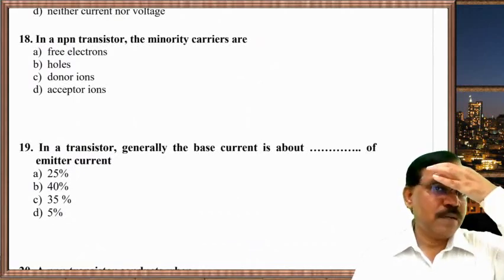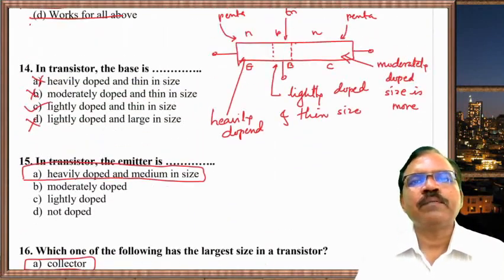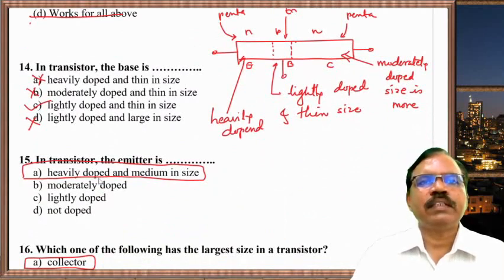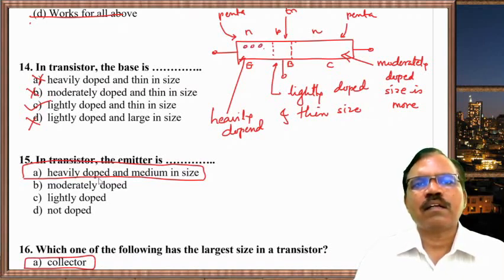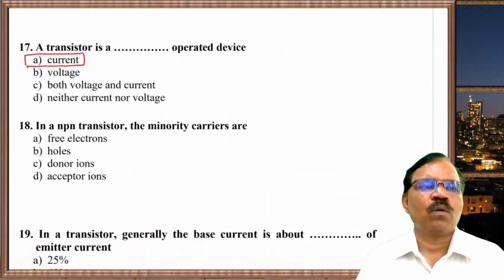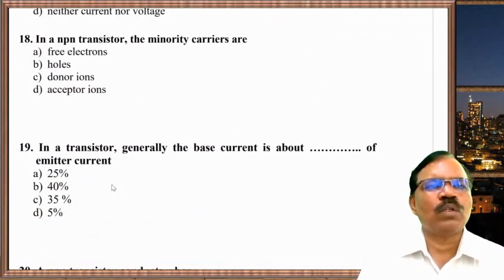Now in NPN transistor, the minority carriers are, so here we have seen transistor. So what happens here? These are electrons. Electrons are majority charge carriers and electrons flow. So there are some minority charge carriers and those are holes. So in NPN transistor, the minority charge carriers are holes.